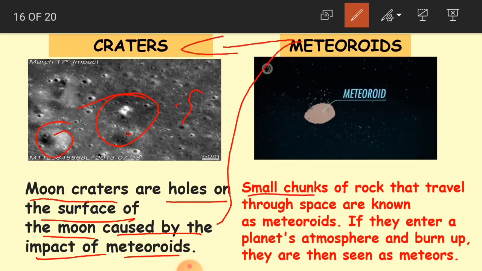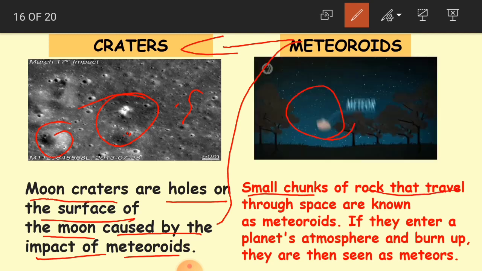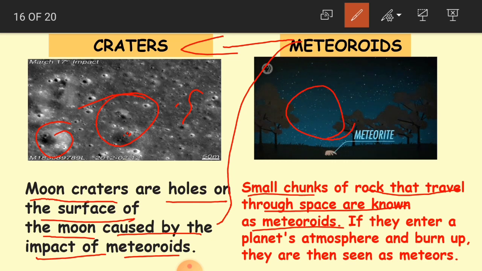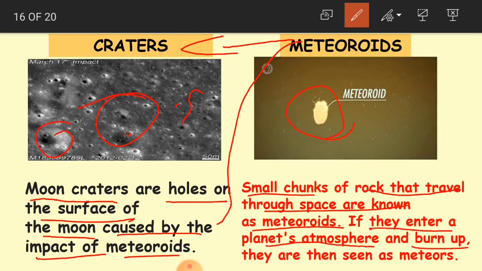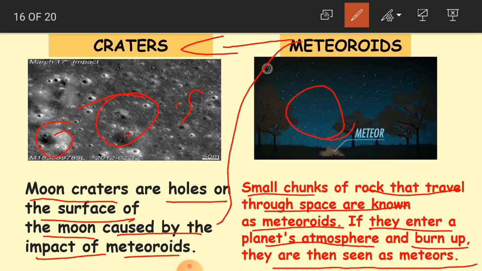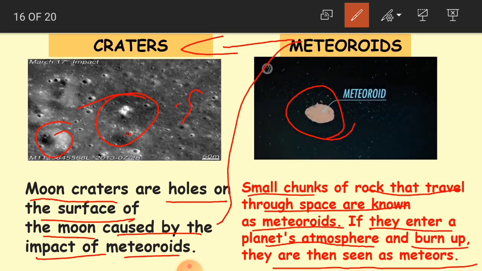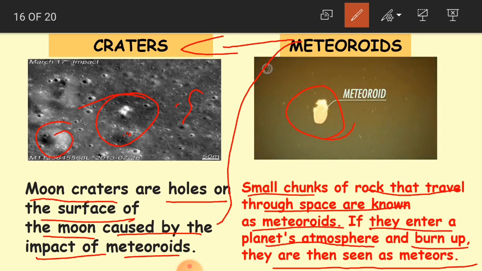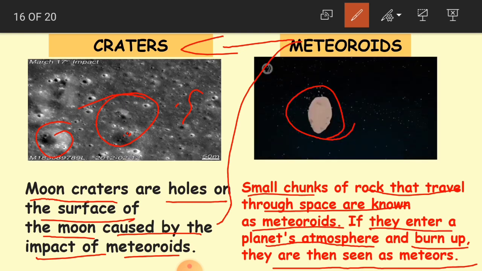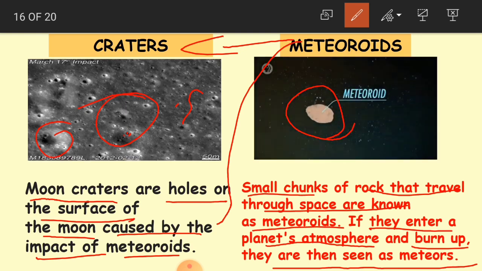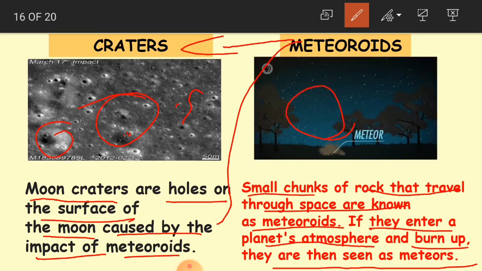Small chunks of rocks that travel through space are known as meteoroids. If they enter a planet's atmosphere and burn up, they are seen as meteors. So when they are traveling through space, they are called meteoroids, and when they enter any planet's atmosphere and burn up, as you can see here in the picture children, then you can see them as meteors.